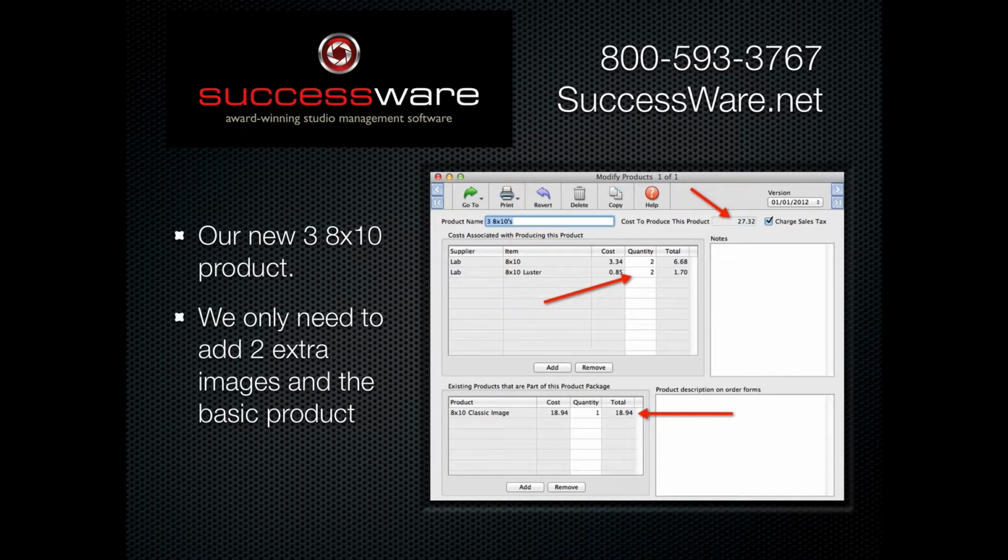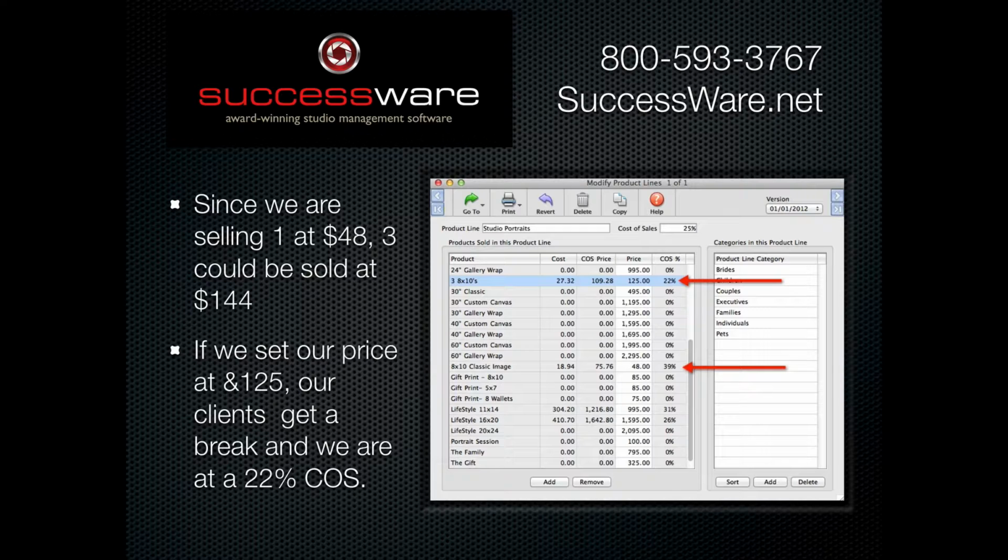product. So if we were going to go ahead and sell 3 to our client, all we need to do is add in 2 more 8x10s and 2 more sprays so that we can luster spray our 8x10 images. So we don't need a whole lot. So the actual cost to produce this particular product, 3 of the same product, 3 8x10s, is $27.32. So now pricing it's pretty simple.